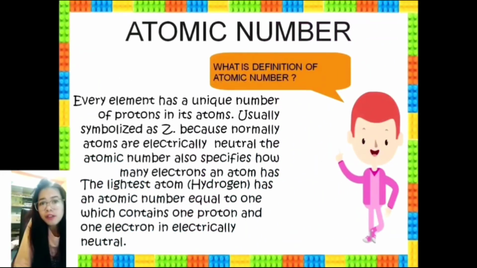Atomic number. What is the definition of atomic number? Every element has a unique number of protons in its atom, usually symbolized as Z. Because normally atoms are electrically neutral, the atomic number also specifies how many electrons an atom has. The lightest atom, hydrogen, has an atomic number equal to 1, which contains 1 proton and 1 electron and is electrically neutral.